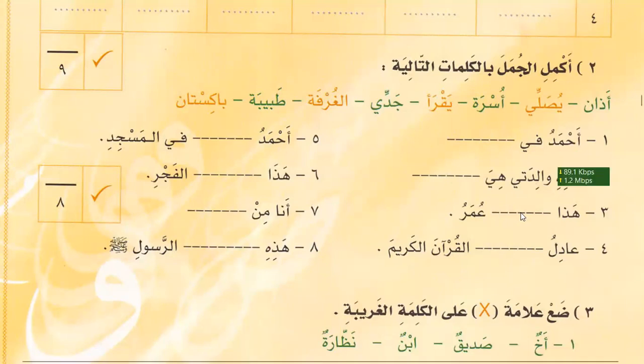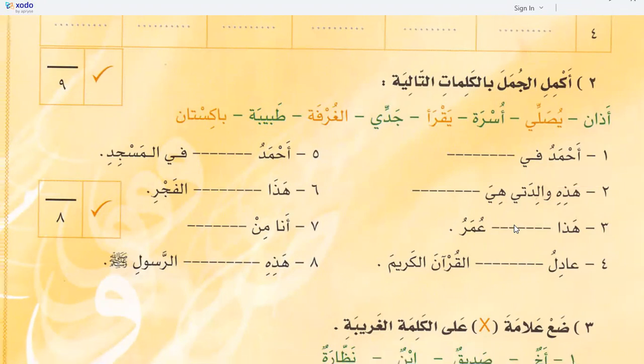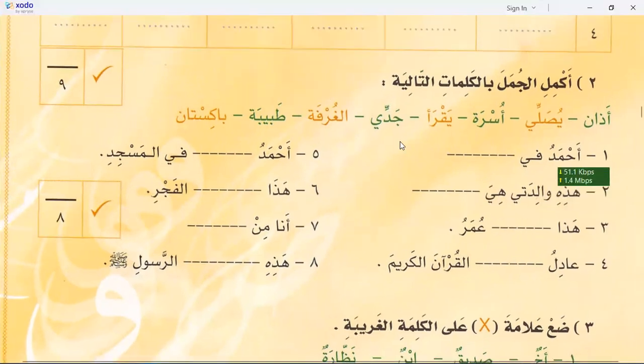هذا جدي عمر. In this way, you all will fill these blanks. So fill these blanks right now and send me on my WhatsApp number. I will check them. If you have any question, you can ask me.